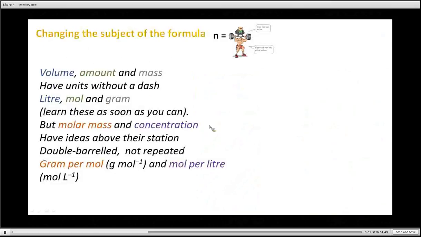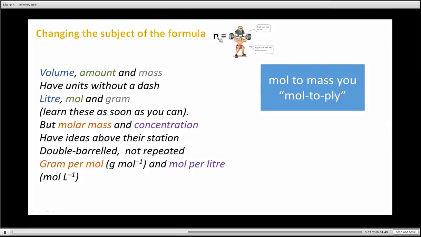So here's a little poem you can use to remember the units, just in case you forget, because they're useful when you change the subject of the formula. Volume, amount, and mass have units without a dash. Litre, mole, and gram. Learn these as fast as you can. But molar mass and concentration have ideas above their station, double-barreled, not repeated, gram per mole, and mole per litre. Now, concentration and volume we will deal with later, but otherwise amount, mass, and molar mass is what you learn here.